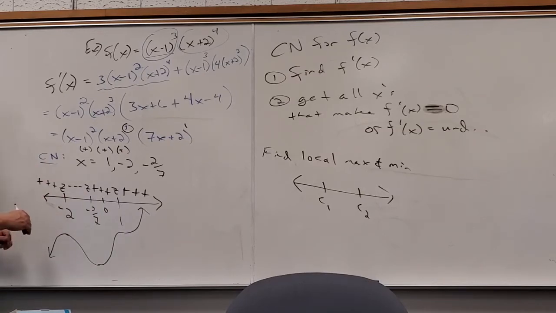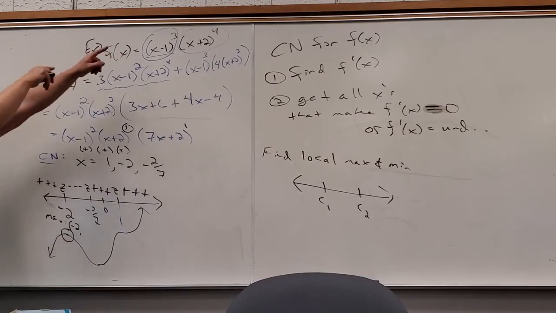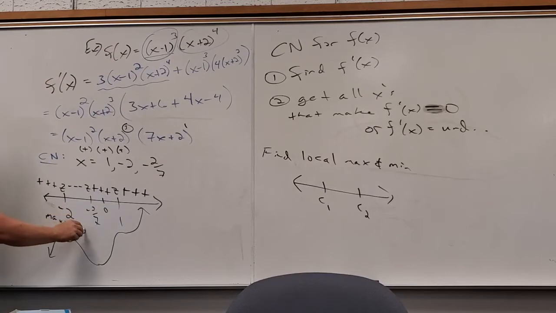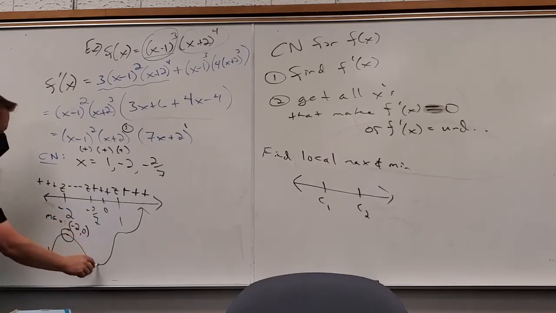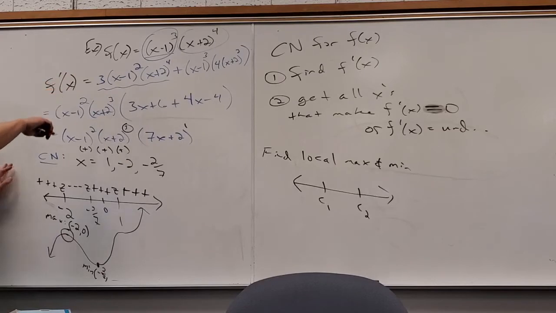Yeah, okay. That's good. The important part now is this would be the location of a what? A local max. Yeah, that would be a max. So where the max would be at -2, comma, and then I just plug a -2 into the original, and I get 0. Done. Right? You guys see that? And this would be a local min, and I plug a -2/7 in and get whatever, I don't know.